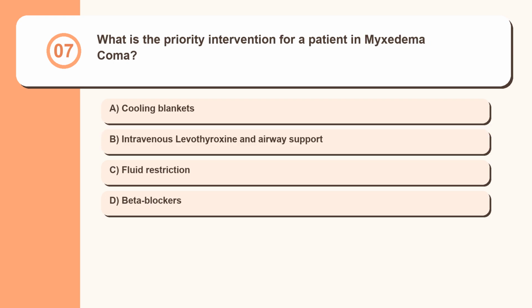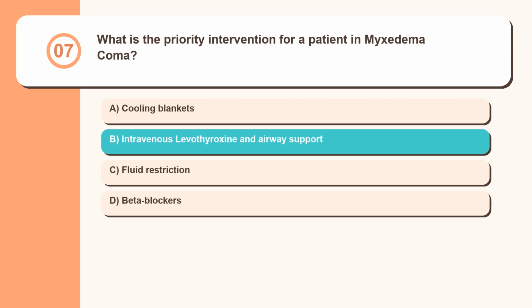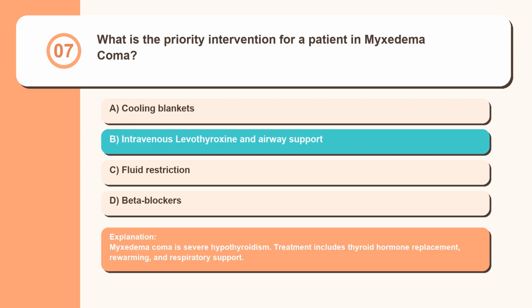Question 7. What is the priority intervention for a patient in myxedema coma? Cooling blankets, intravenous levothyroxine and airway support, fluid restriction, beta blockers. Myxedema coma is severe hypothyroidism. Treatment includes thyroid hormone replacement, levothyroxine, and respiratory support.